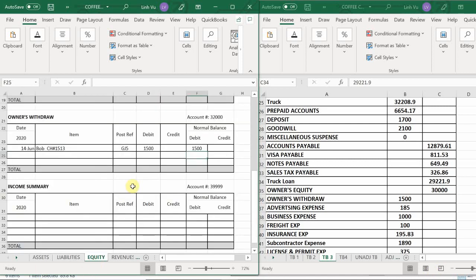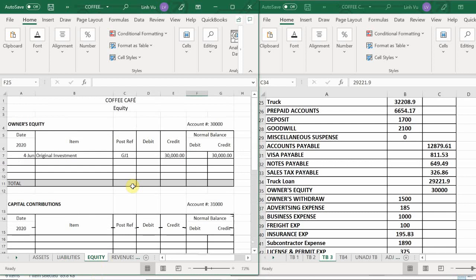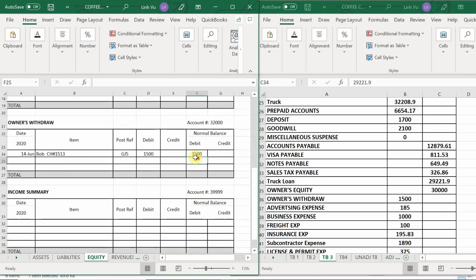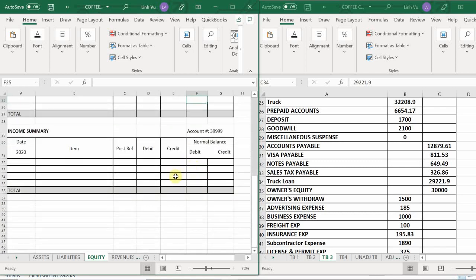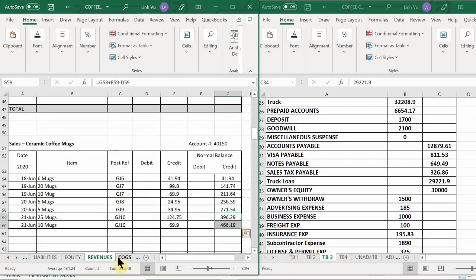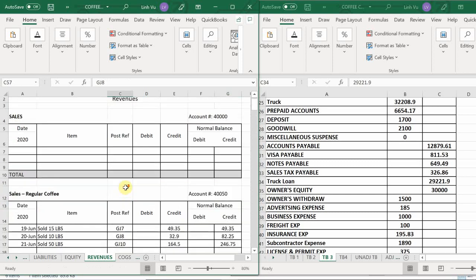What about equity? Let's see. Equity, we have the same. Owner's draw is the same, and then the withdraw is the same. No income summary, okay? So now we have a whole new section here where we have to insert a lot of stuff because we have revenues, we have cost of goods sold, and so on and so forth. So we have to add a whole bunch of accounts here.